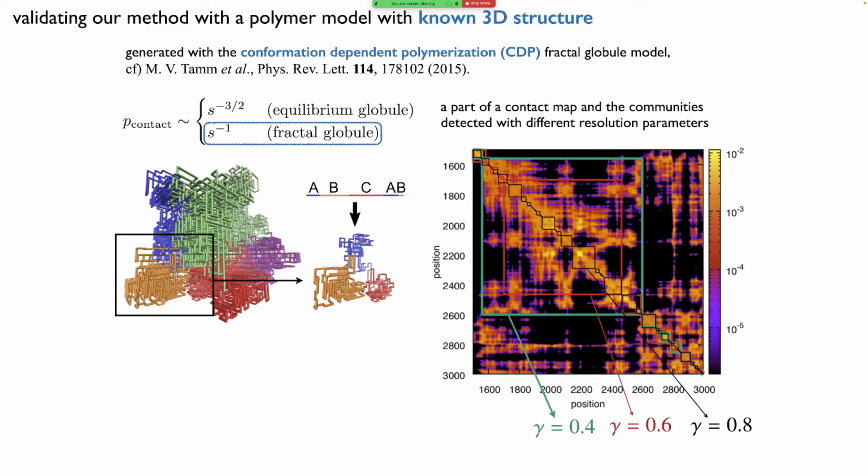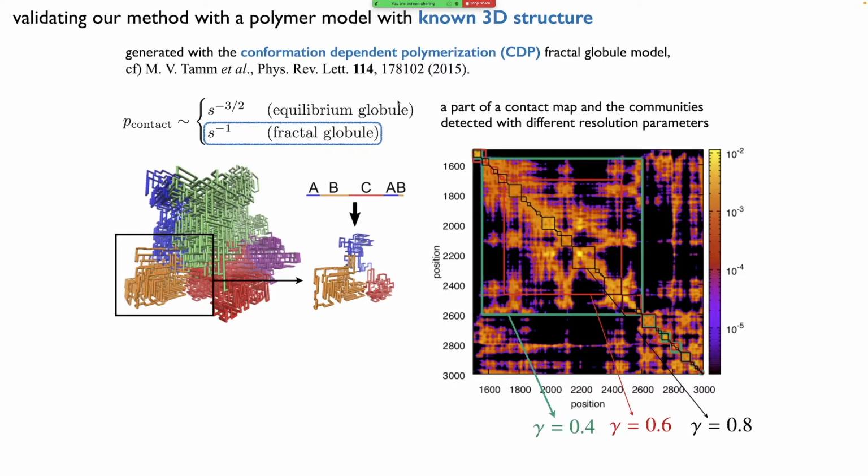Before we jump into the real Hi-C map data, we test our community detection algorithm at various scales on the model structure called the conformation-dependent polymerization or CDP fractal globule model here, which supposedly mimics chromatin packing with the fractal globule scaling. And here I have to thank Young-Hoon Kim at POSTECH, who generated this CDP model and cross-checked the results with me.